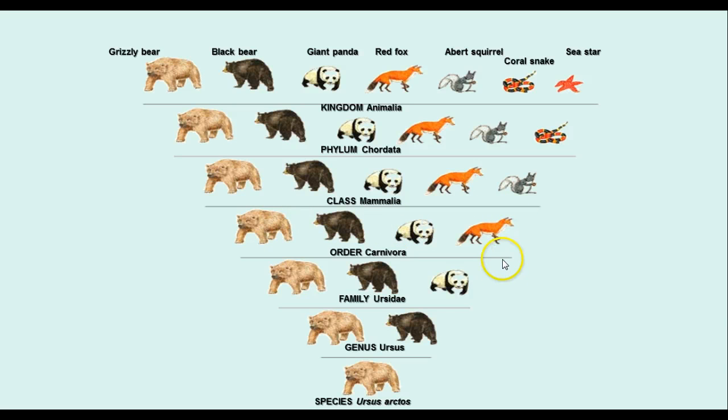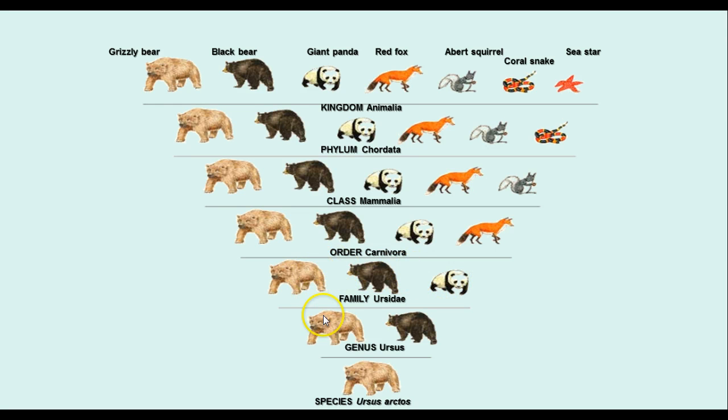All right, next we have the next smaller group, which is a family, an even more exclusive group. The family Ursidae includes the three kinds of bears. The fox doesn't belong to family Ursidae. It's not a bear. It's a fox, and it belongs to family Canidae, which is the dogs.